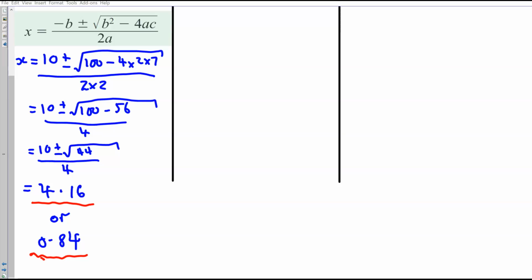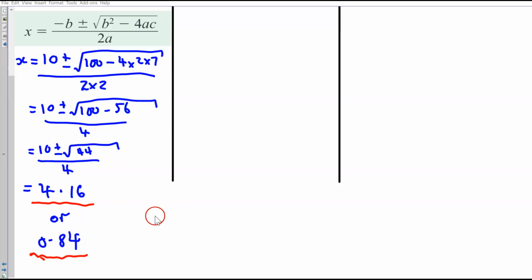So I've worked out my 2 answers, and when I'm typing this into my calculator, I'm doing it pretty much all in one go, but I'm pressing equals at the key bit. So I've done 10 plus root 44, press equals, then divide by 4, give me one solution. Then I did 10, subtract root 44, press equals, divide by 4 to give me 0.84.